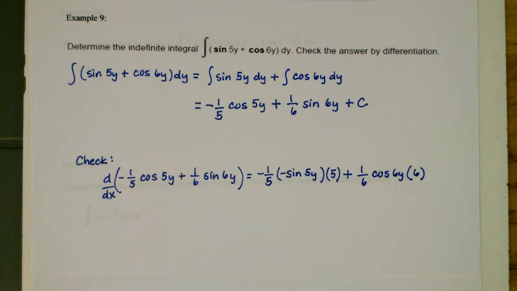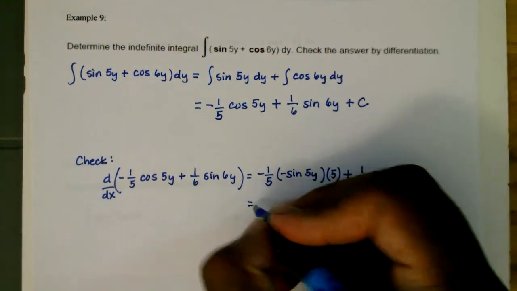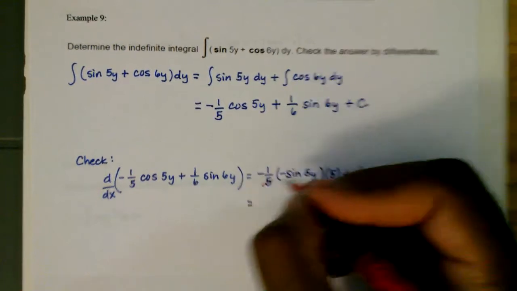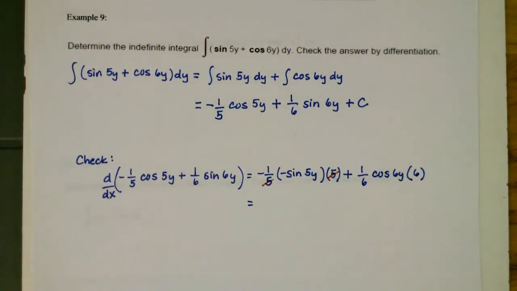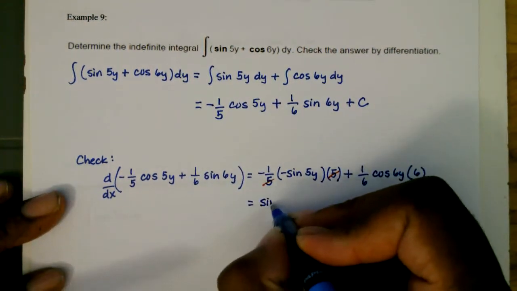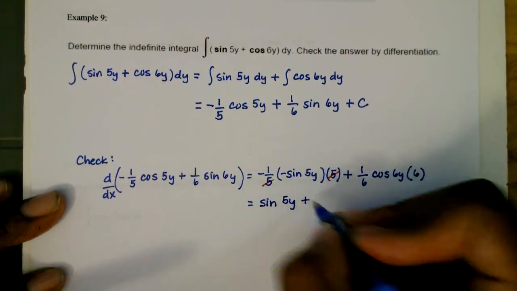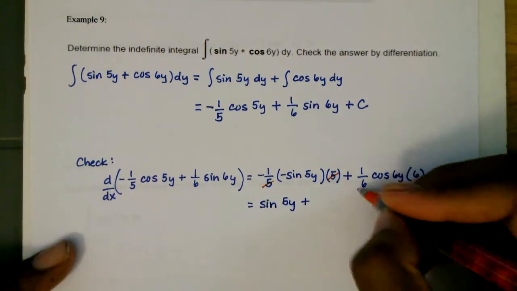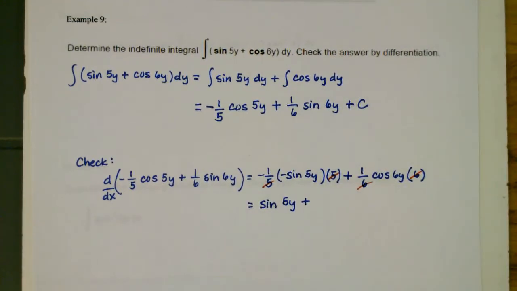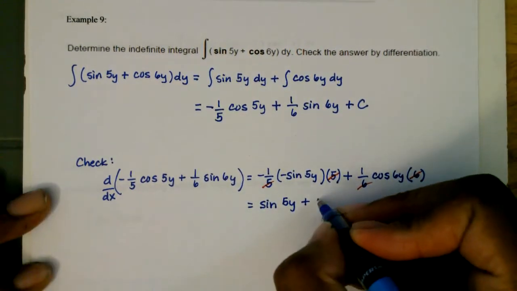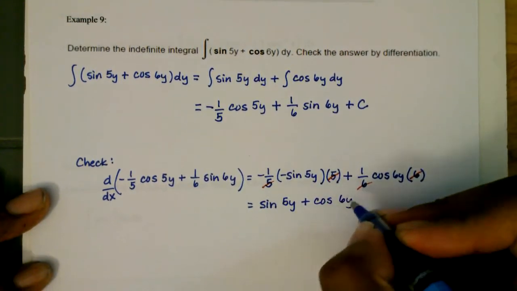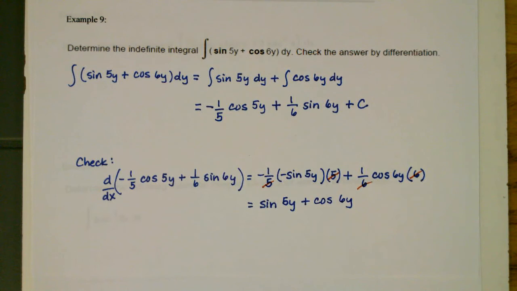Now let's simplify this. These 5's divide out. Negative times a negative is a positive, so I'll be left with the sine of 5y plus, these 6's divide out, you're left with the cosine of 6y. Which is exactly the integrand that I started off with, sine of 5y plus cosine of 6y. So that tells me I have taken that integral correctly.